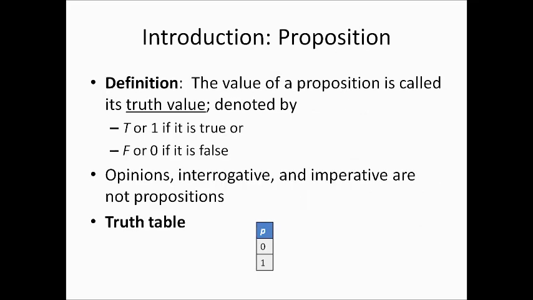So the value of a proposition is called the truth value. It's either denoted by true or false, or 1 or 0. Let me use my highlighter. So again, the truth value, I can use true or false, or I can use this one: 1 is for true, and 0 is for false. Either is acceptable. Opinions, interrogatives, and imperatives are not propositions. So this is a sample of the truth table. If you are to apply the 0 or 1, 0 is for false, 1 is for true.